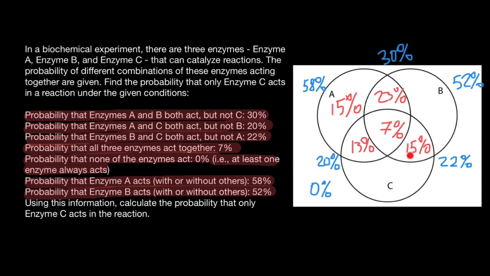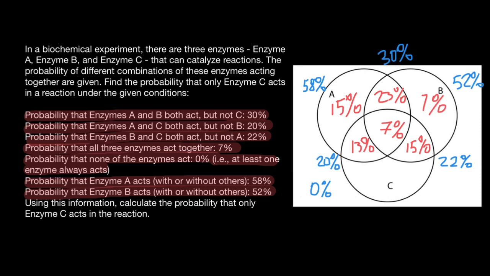Now, what about circle B? We know that these sections would stand for 30% here, plus 15, 45. 52 minus 45 would give us 7%. So here we have 7%.